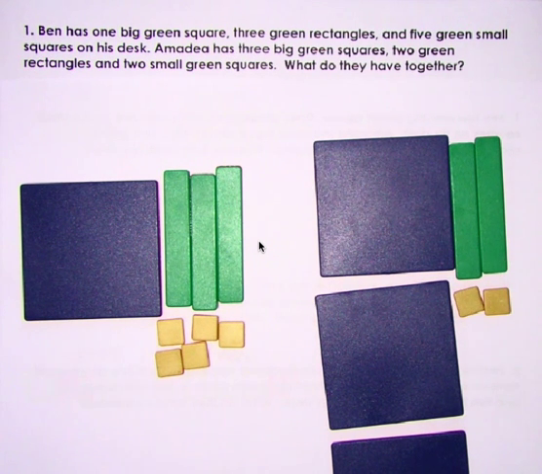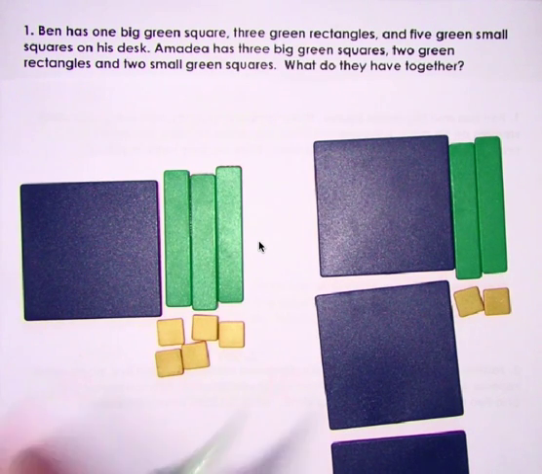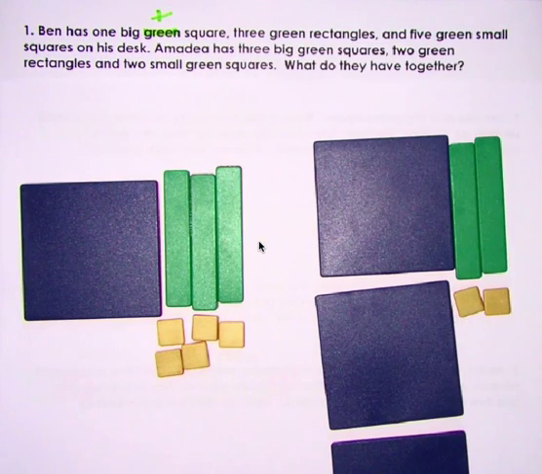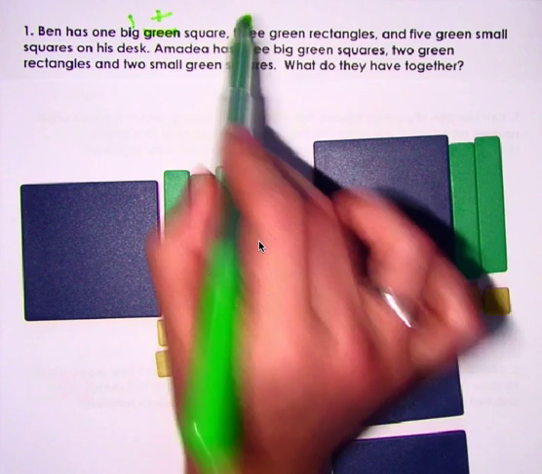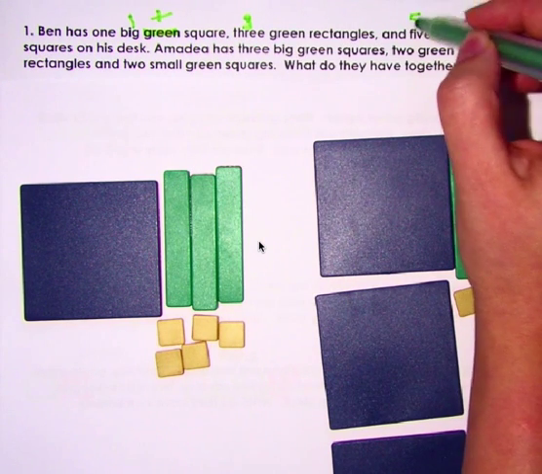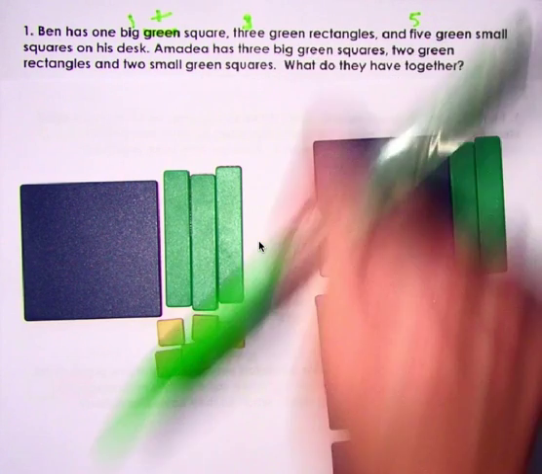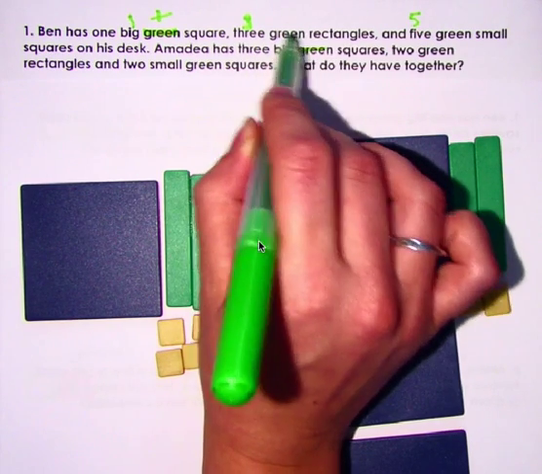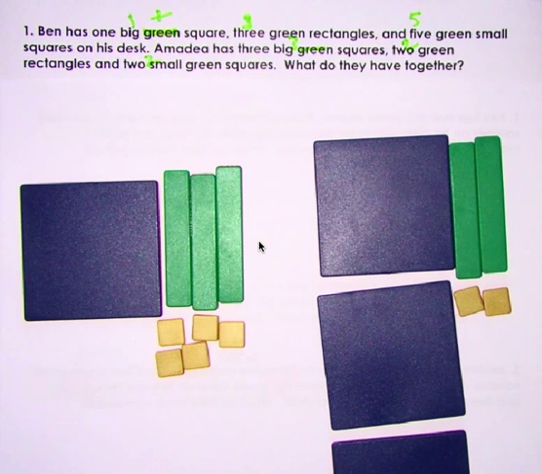I'm seeing Ben's work right here. Ben's tiles are not just green, but remember, green is basically a way of saying that this is the positive side of the algebra tiles. The red side would mean that it's negative. So you have one big one, 3 green rectangles, and 5 small green squares on Ben's desk, and then Amadea has 3 big green squares. It's helpful to notate that you have 3 of these, 2 of these, and then 2 of those. What do they have together?